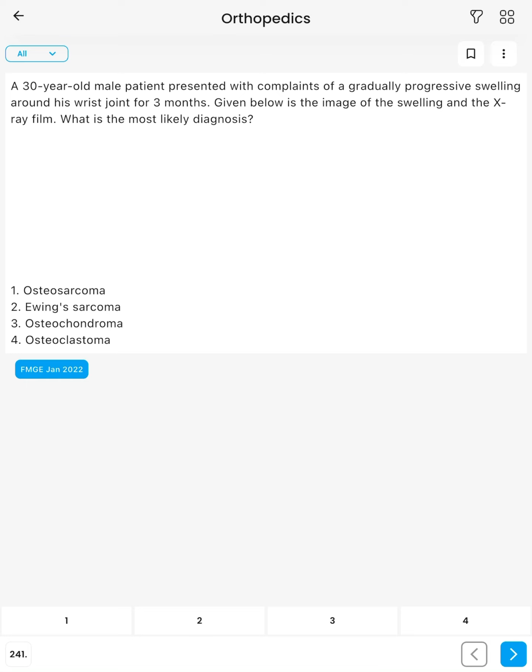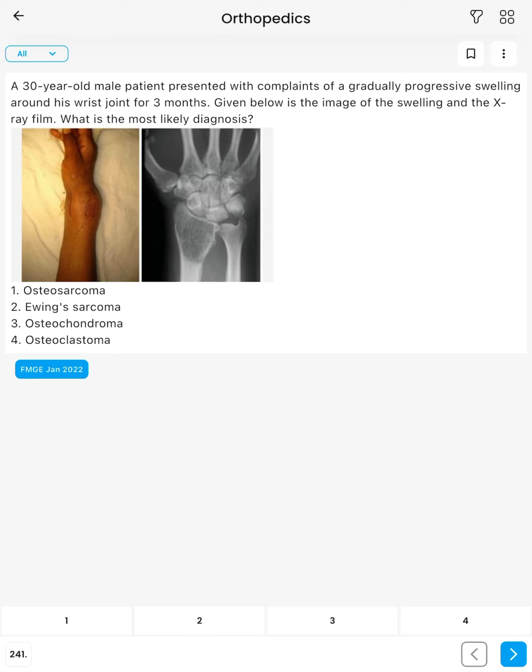Complaints of progressive swelling around the knee, or around the wrist, involving the epiphyseal center. So it is nothing but osteoclastoma, a giant cell tumor.